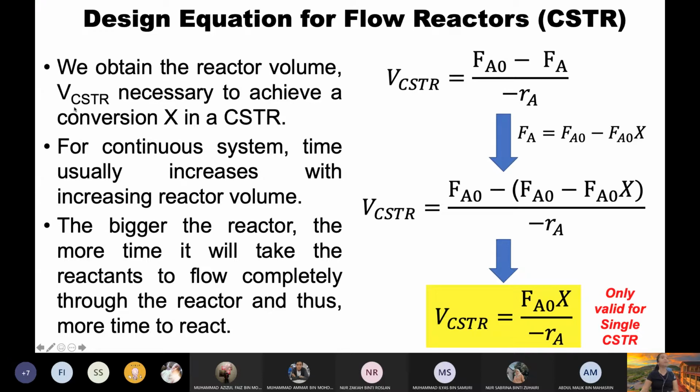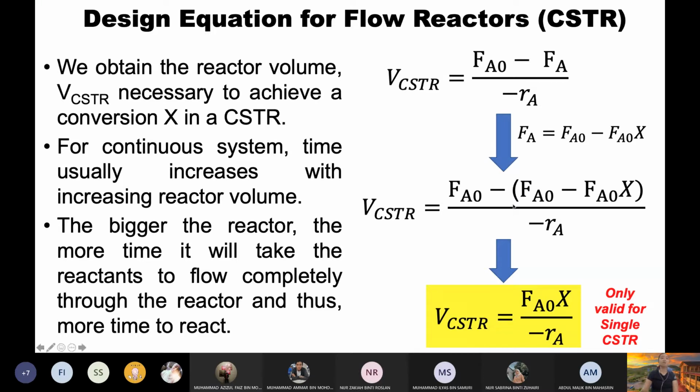So I will always put subscript V, subscript CSTR to indicate the volume of CSTR to achieve a conversion X in a CSTR. So conversion again refers to conversion of your reactant A, your main reactant, or I always say the limiting reactant. Okay, so the bigger the reactor, the more time it will take the reactants to flow completely through the reactor, and thus more time to react. So reactor volume will also influence your reaction inside it. Later you will learn how volume affects the rate of reaction as well.